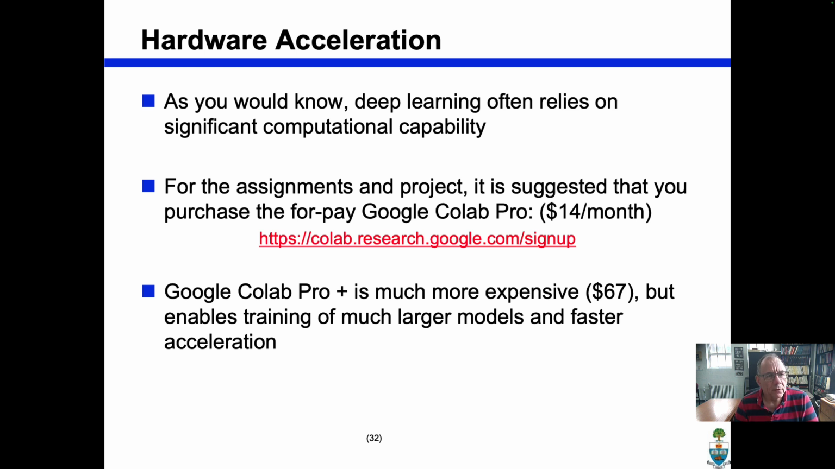There's a lot of computation involved in large language models, and certainly in deep learning, and you would know that if you've got the prerequisites. For the assignments and the project, I suggest that you at least purchase the 4-pay Google Colab Pro at $14 a month. And if you've got a little extra cash, maybe when you need it, go up to Google Colab Pro Plus, or you can also do a bunch of other things with Google Colab. It gets you the computing power that you might not have on your own computer.